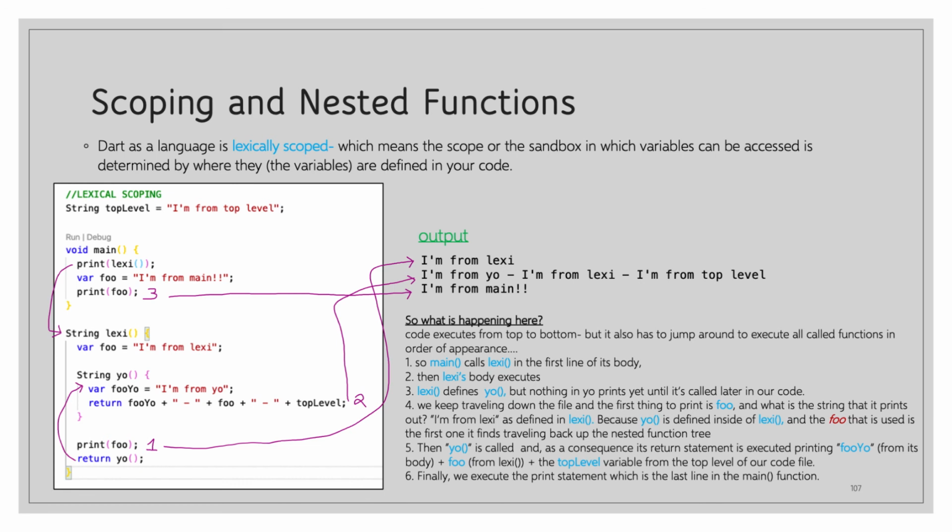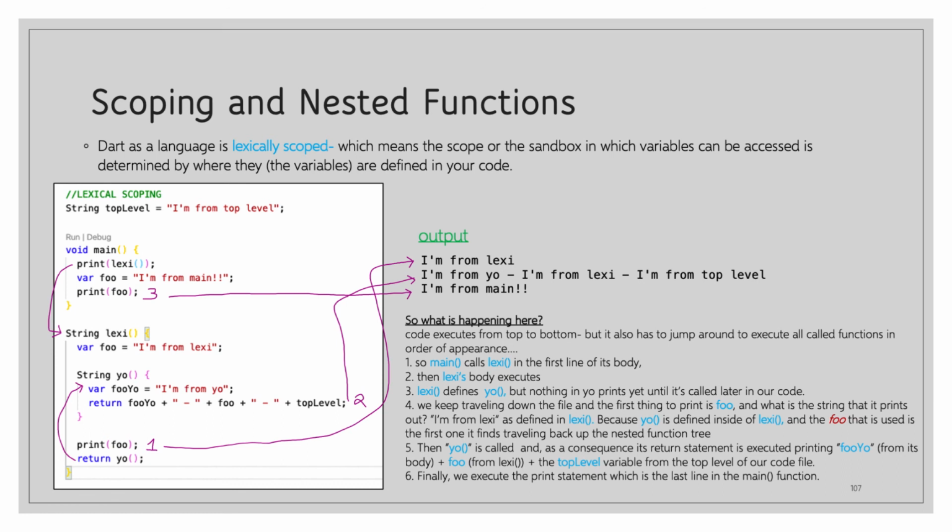And what is the string that it prints out? "I'm from lexi," as defined in lexi. Because yo is defined inside of lexi, and then the foo that is used is the first one it finds traveling back up the nested function tree. Then yo is called. As a consequence, its return statement is executed, printing foo yo, almost like froyo yogurt, from its body, plus foo from lexi, plus the top level variable from the top level of our code.